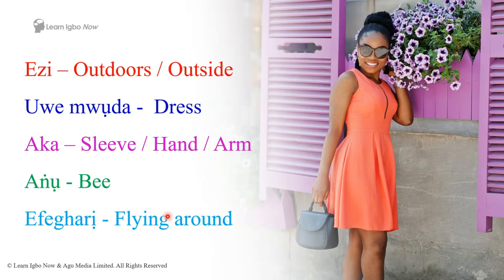And so the 5 key words we've learnt in this lesson are ezi, outdoors or outside or the compound of a house. Uwe mwụda, dress. Aka, sleeve, hand or arm. But for this lesson, we're talking about the sleeve of an outfit. Aṅụ, bee. Efegharị, flying around.